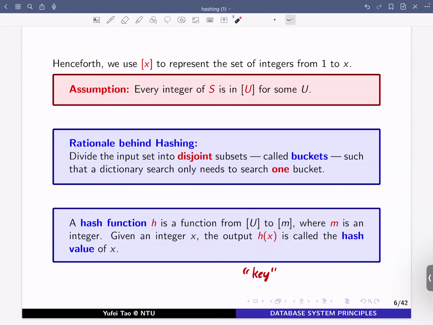This m is the number of possible buckets I can have. Earlier I said every bucket is a subset, right? So now I will be cutting the input set into m buckets. If you have this element x, which bucket will it go to? The bucket with ID h(x). From now on, I'm going to refer to this h(x) as the hash value of this key x.